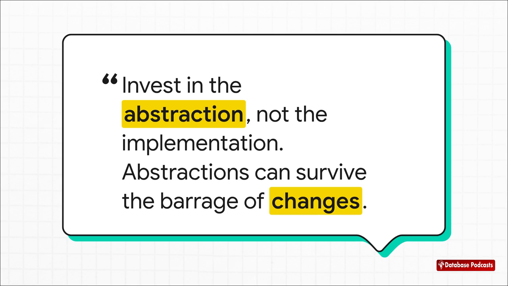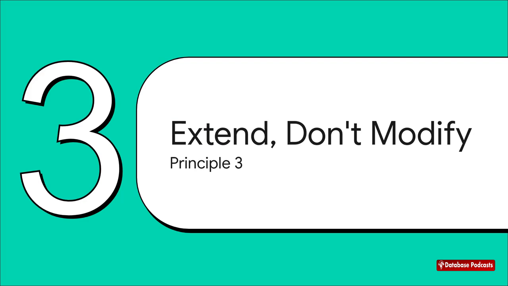When you program to an interface, you're not just coding for today. You're building a foundation that can adapt without falling apart. All right, so our interfaces are solid. But what about the code that's already written, tested, and working in production? How do you add new functionality without cracking open that existing code and risking breaking everything that you already trust?